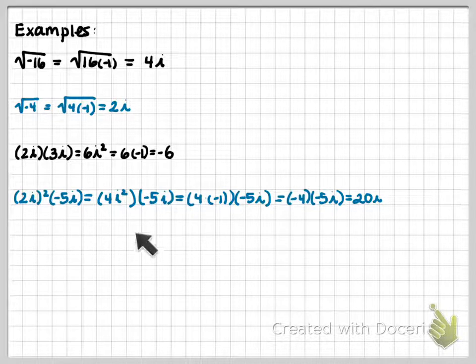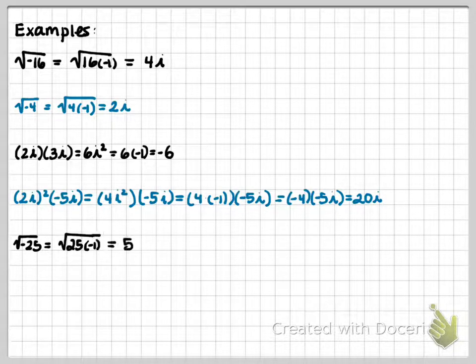That's how I get this step. I got 4i squared. Now, I'm replacing i squared with -1. Okay, so 4 times -1 times -5i. All I'm going to do is multiply 4 times -1 to get -4. And then -4 times -5 gives me positive 20i. Go back and look through those steps again. If I lost you, go back and look through that and see the little steps that I was taking.